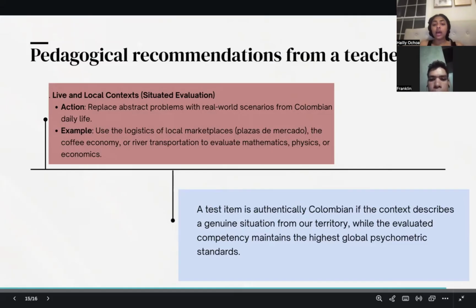A test item is authentically Colombian if the context describes a genuine situation from the whole territory, while the evaluated competencies maintain the highest global psychometric standards. That's the thing. Just integrate the Colombian context, but keep the standard. Don't move the standard. Because we're using real names or real locations, it doesn't mean we're going to change the purpose of the question. The purpose is going to be the same. The only help is that the students are going to be more familiarized with things and names that they already know.